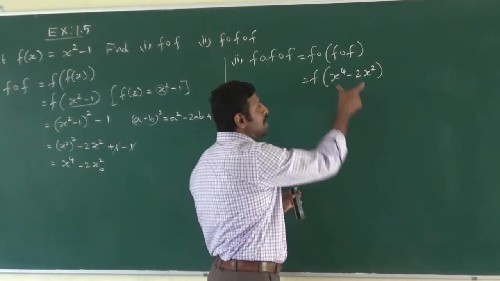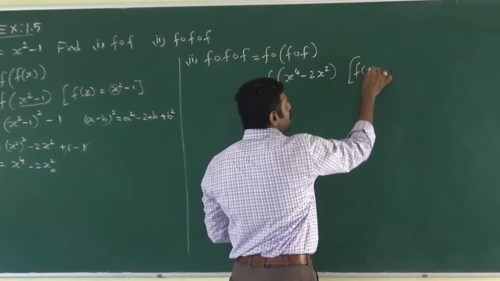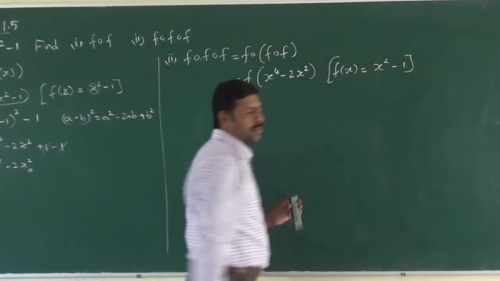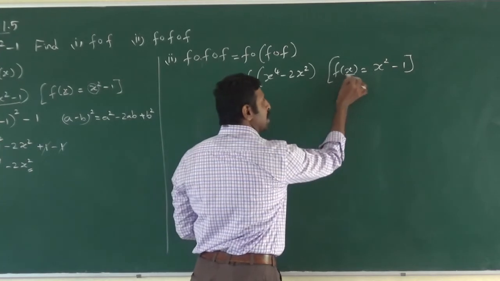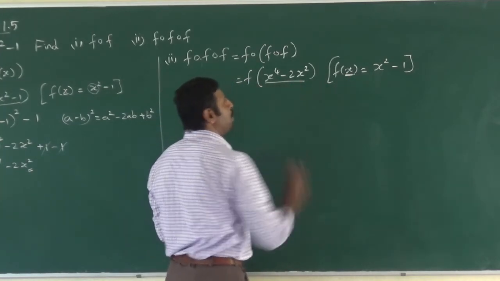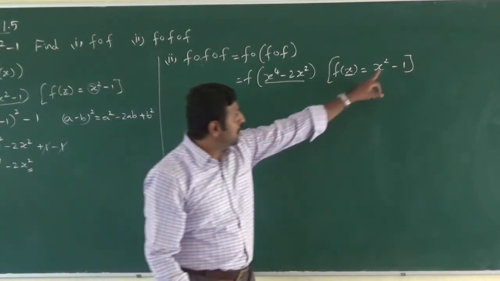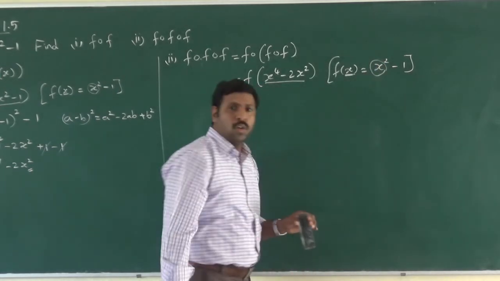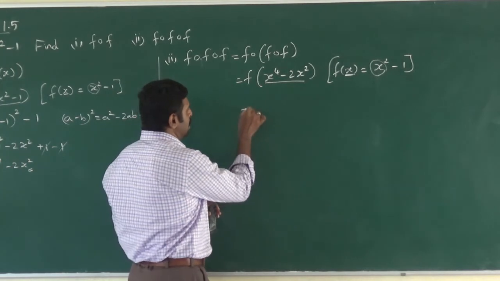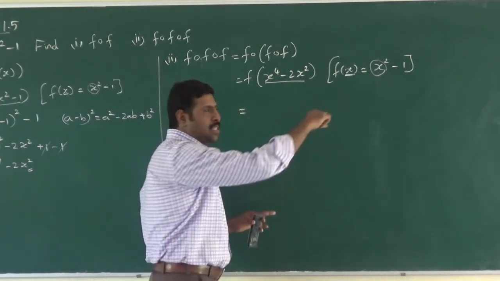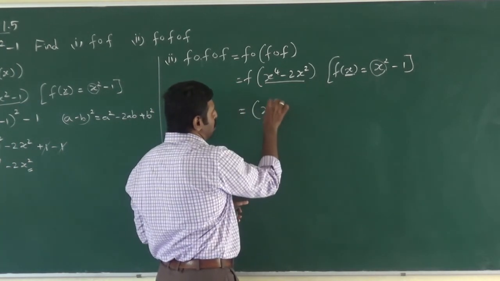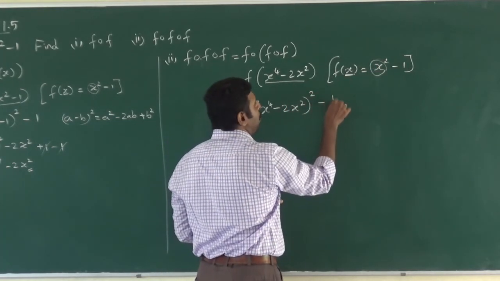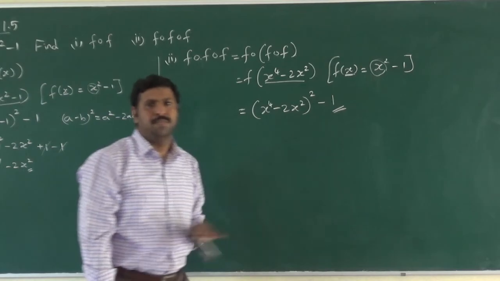Now compare this form with f of x. f of x is equal to, the given function is x square minus 1. See, now in the place of x, we have x power 4 minus 2x square. So here in this place I am going to apply the value x power 4 minus 2x square, right? Then this term is equal to x square, whose value is x power 4 minus 2x square, and then whole square minus 1 is the answer.